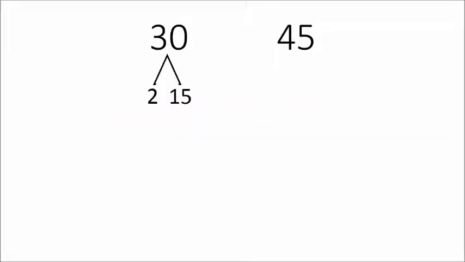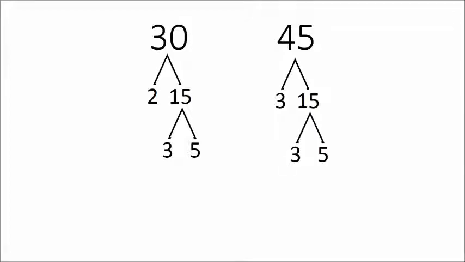So 30, we can divide by 2. It makes 15. You can use divisibility rules. So 2 times 15 equals 30. Since 2 is prime, we're done with 2. Let's go to 15. 15 is 5 times 3. That's it. We have all prime numbers. We're done. Now for 45, 3 goes into 45 and 15. Again, 3 is prime, so we're done with it. 15, we're going to break down into 3 times 5. So again, we're done. We've broken those all down to prime numbers.